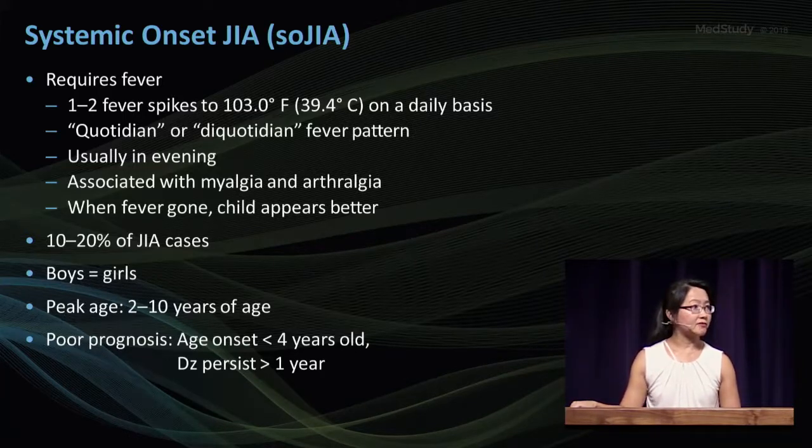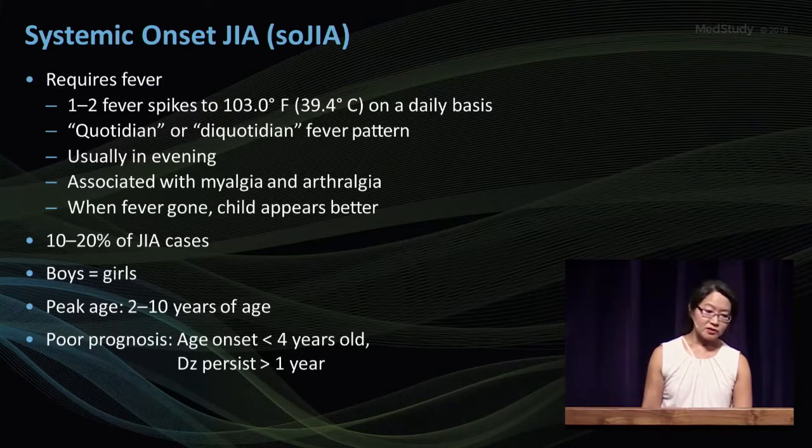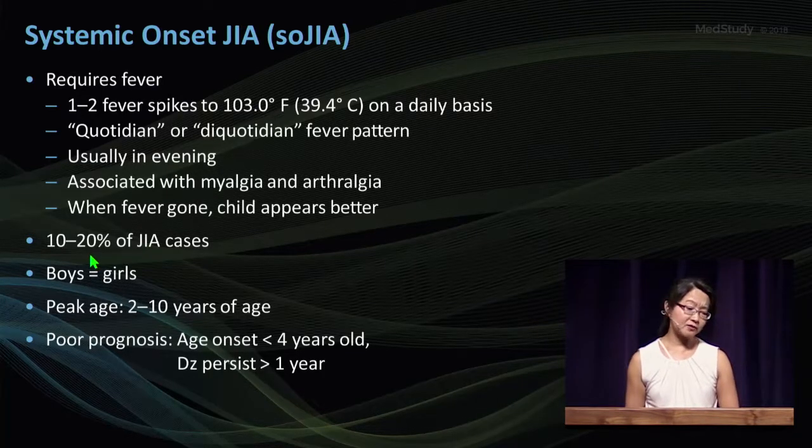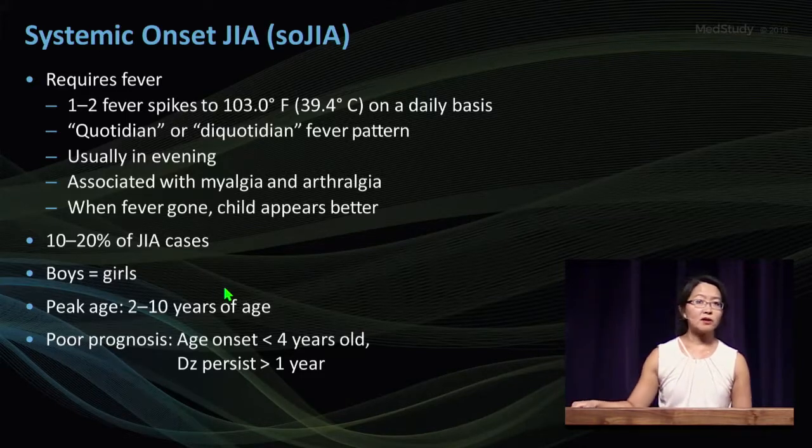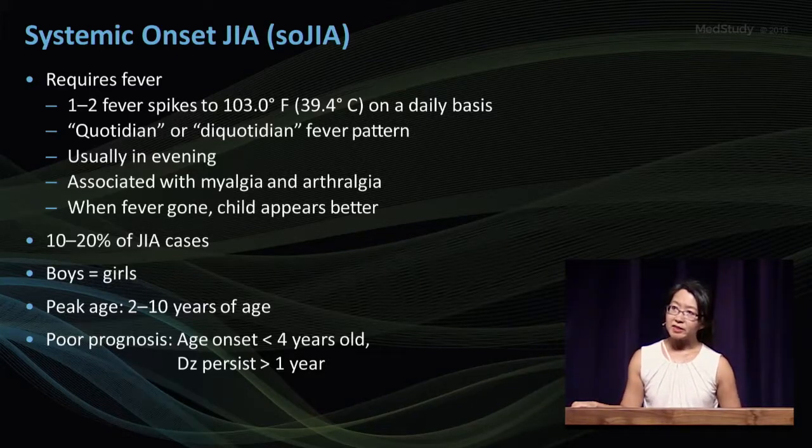Whenever the patient has the fever, they have associated joint pains as well as muscle aches. When the fever's gone, the child's perfectly fine. They'll go run and play. SOJA accounts for about 10 to 20% of all JIA cases. Boys are affected as often as girls. And the peak age here is between 2 and 10 years of age.